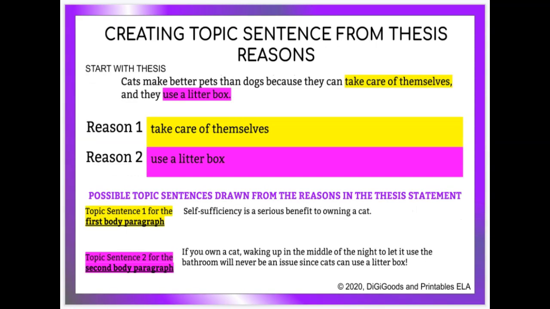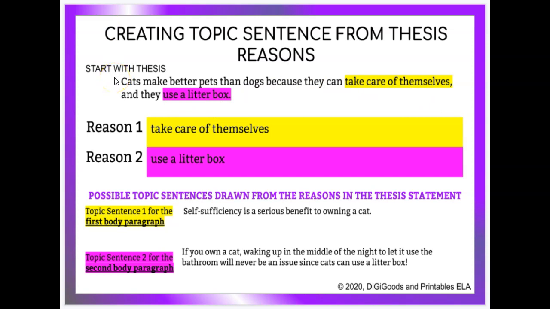Let's scroll down and take a look at how to do this. Here is an example of a thesis statement. Notice that the reasons are highlighted in pink and purple. Oops, correction. The reasons are highlighted in yellow and purple. And below that are topic sentences that have been created using these reasons. Notice that this is a two-pronged thesis statement. That means it only uses two reasons.